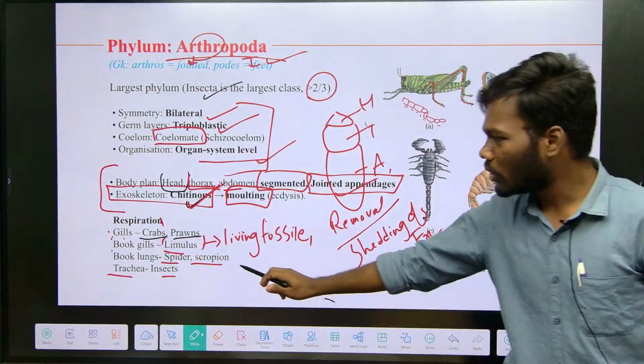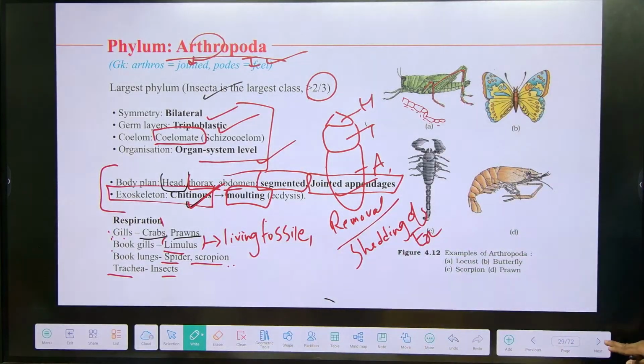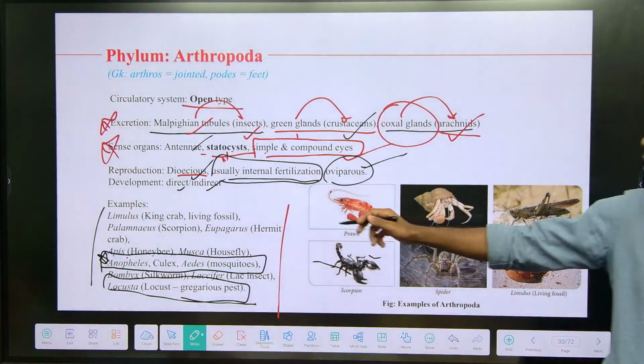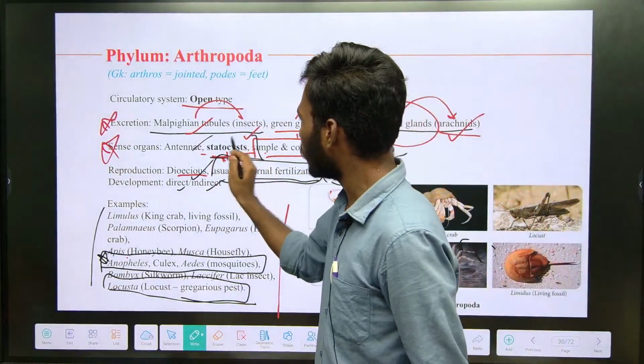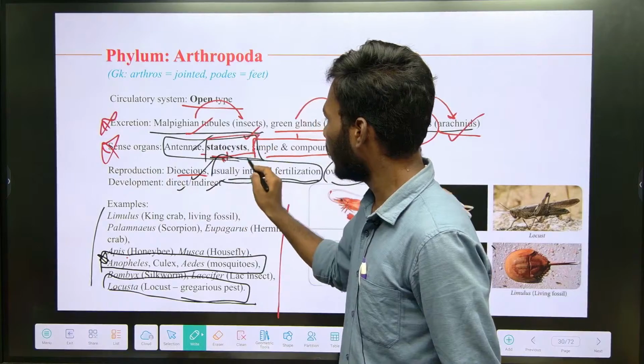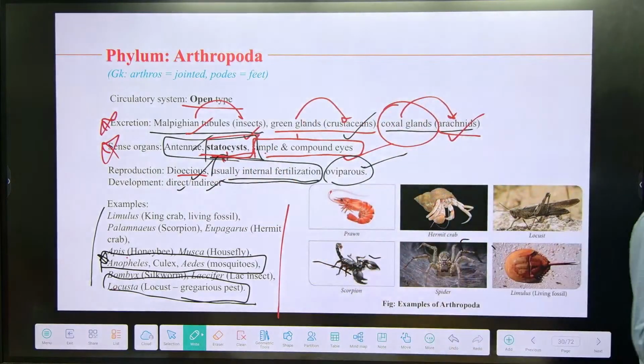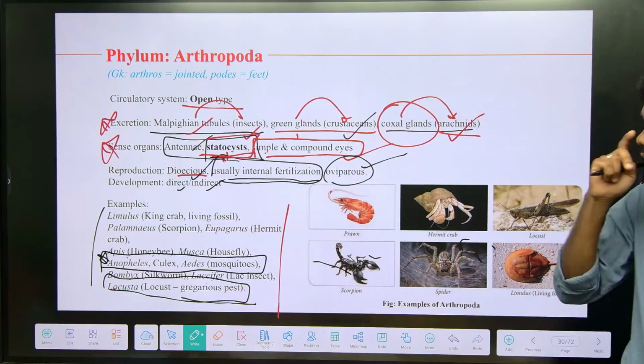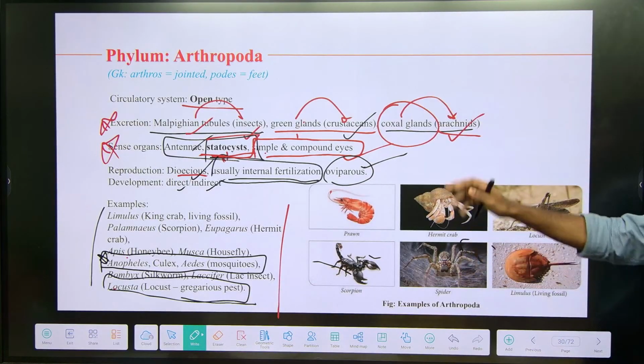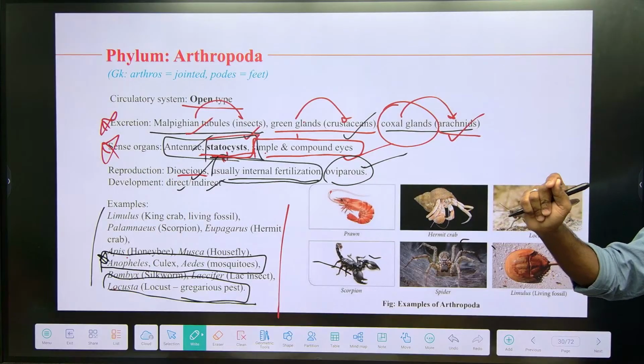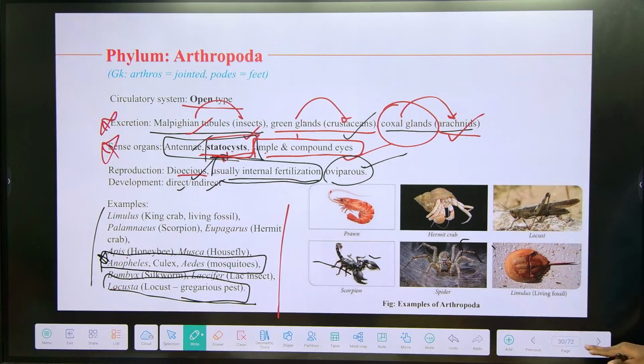And also, examples you have to remember, the respiratory structures, and this is not required, but statocyst, antennae. Many important things, but statocyst is the most important thing you have to remember for the Arthropoda family, right? So examples also you have to remember. So this is all about Arthropoda, right? Understand? So next one.